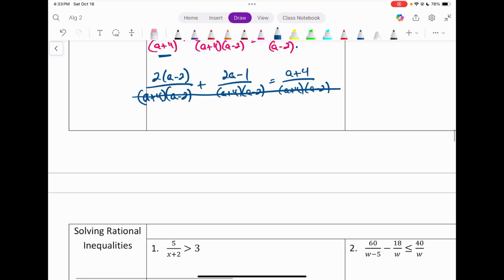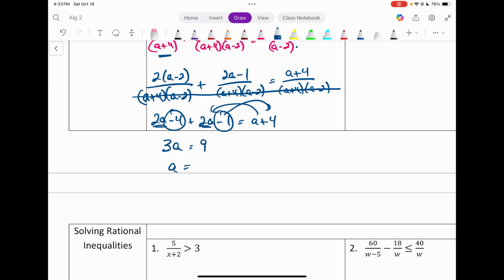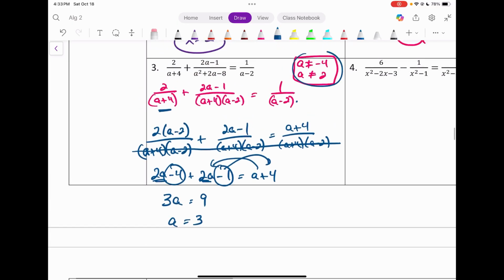And the problem turns into 2a minus 4 plus 2a minus 1 equals a plus 4. I'm going to combine some like terms. I'm going to go ahead and move my a over here. 2a and 2a is 4a, and then when you move a over, that subtracts. That's going to be 3a. I'm going to move my minus 4 and minus 1 to this side, and that's going to be equal to 9. So a must be 3. And double check the things that a can't be. 3 is okay.